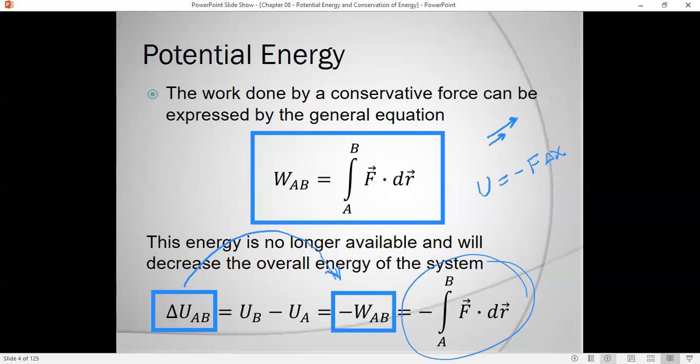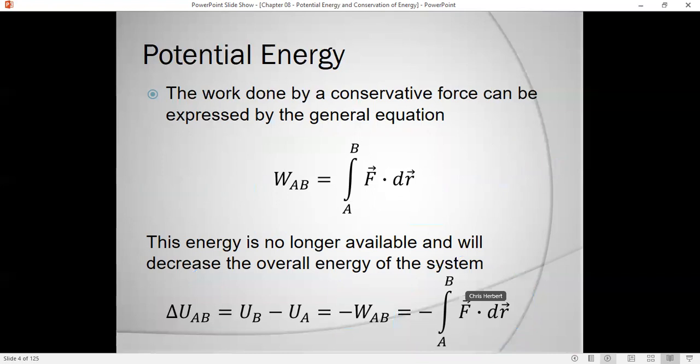So it's just another way of handling work done by a force, and it's basically saying, well, instead of calculating that work individually by that force, we're just going to calculate a potential energy associated with moving from one point to another point.